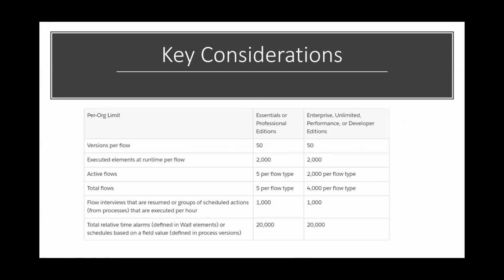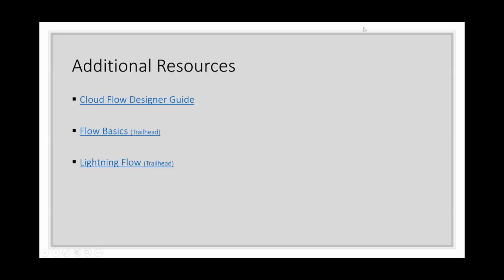The number of total executed elements also remains the same, but active flows, to answer your question, for an Essentials or a Professional edition, it is five flows per flow type, which means 5 screen flows and 5 autolaunched flows. But for an Enterprise, Unlimited, Performance, or Developer edition, it's 2000. Okay, so this is active flows, and then there are of course total flows, which comprise active as well as inactive. So these are some of the numbers. Like I said, I don't know them by heart. Just be aware of these things, right?